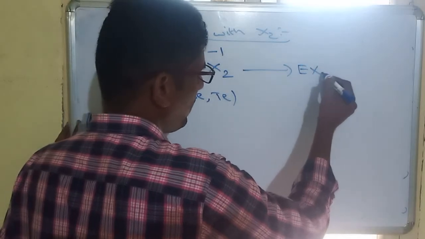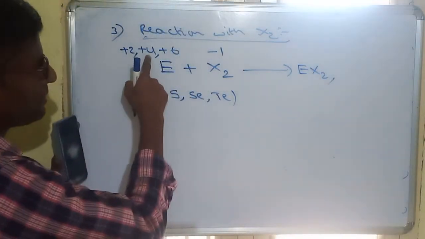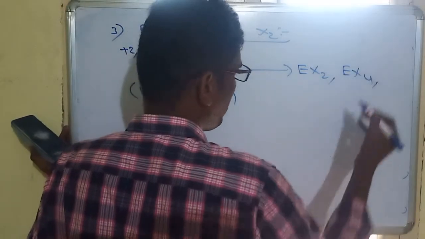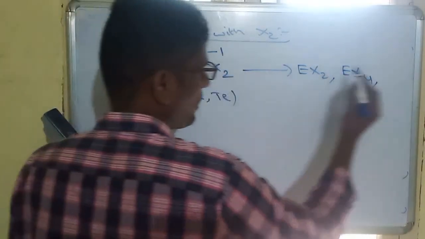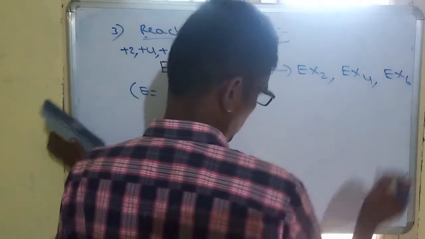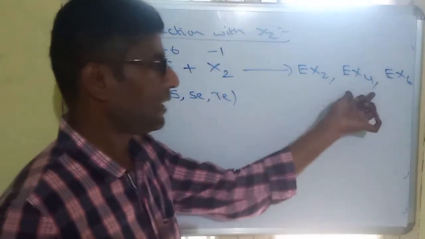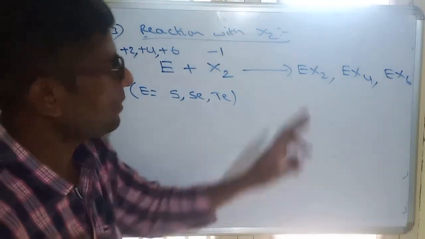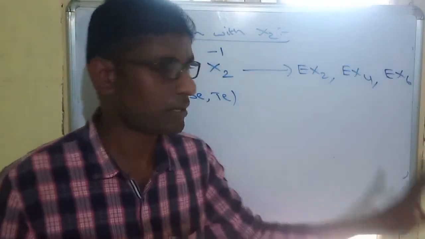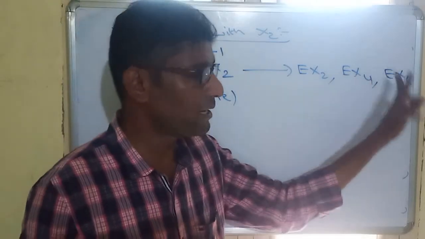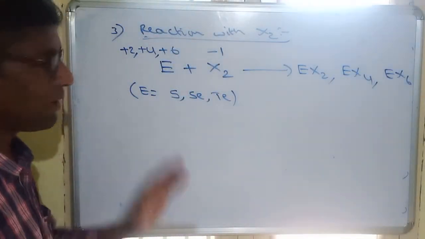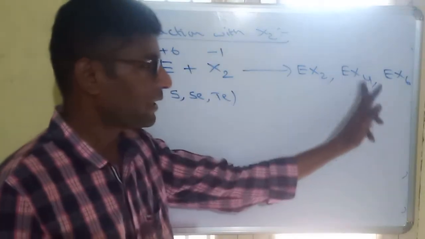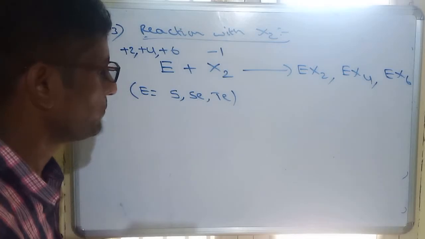Will form dihalide EX2. 4 is showing, 4 will come here, 1 will come here. Tetrahalide EX4. And 6 is showing, hexahalide EX6. So tetra and hexa are common halides. Some rare dihalides are there, but whatever, these are the possible halides: dihalides, tetrahalides and hexahalides. So when our 16th group elements combine with halogen, they will form di, tetra and hexahalides.